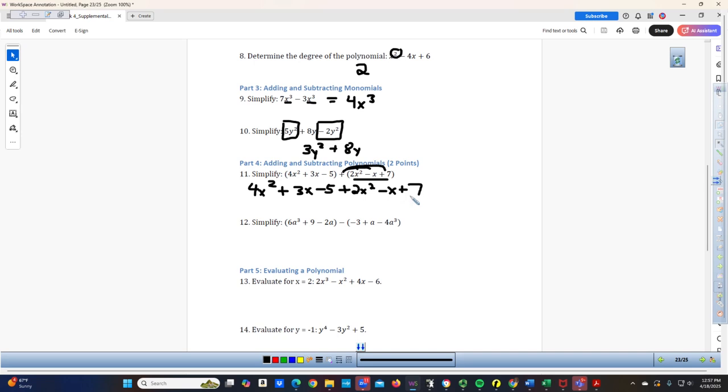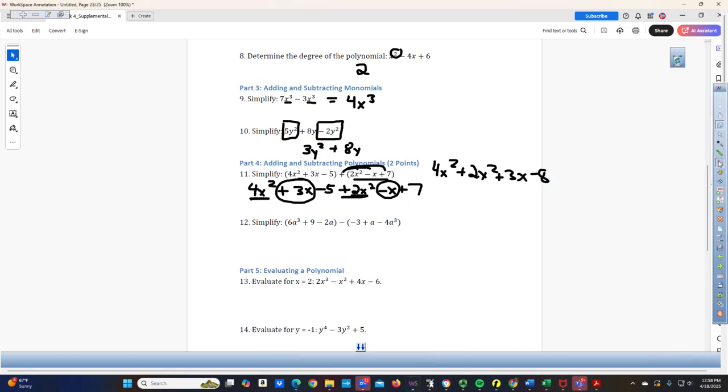All right, so now we want to combine like terms. So I can only combine this 4x squared if another term in this polynomial is x squared, and I see positive 2x squared. So if you want, you can rewrite that: 4x squared plus 2x squared. And then I see a positive 3x and a negative x. So plus 3x minus x.